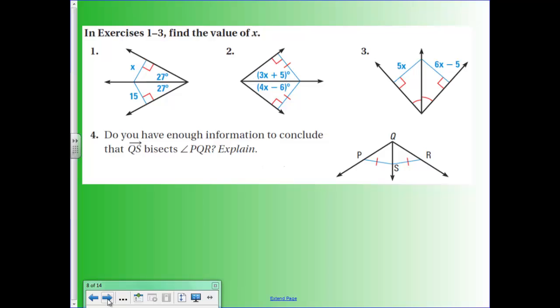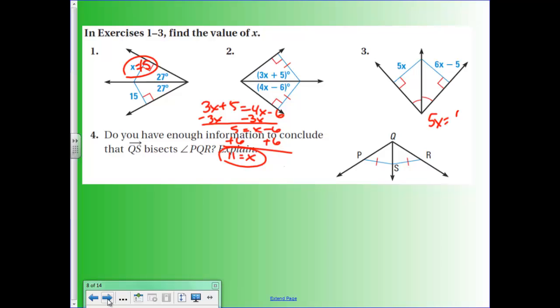Number 1, my angles are equal, they're perpendicular, so x is equal to 15, right? Those parts are equal. Number 2, these segments are congruent, they're also perpendicular, so that means my angles are going to be equal. 3x plus 5 equals 4x minus 6. When we solve it, what'd you get x equals? I got 11 too. 5 and 6 gives us 11 equals x. Or x equals 11. Plug it back in and check it. You should get the same angle measurement for both of those.